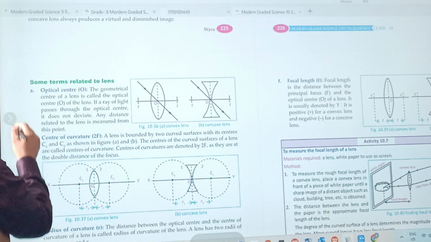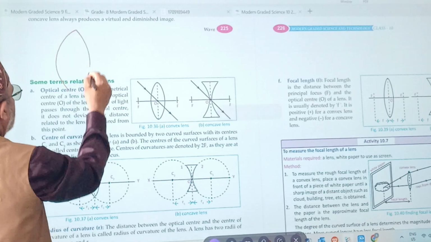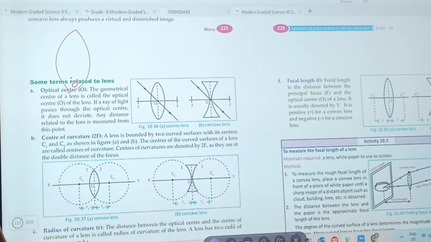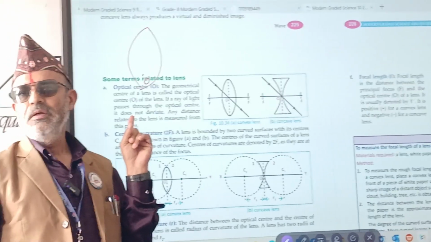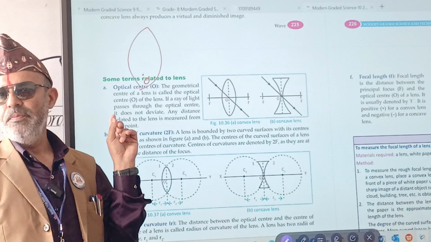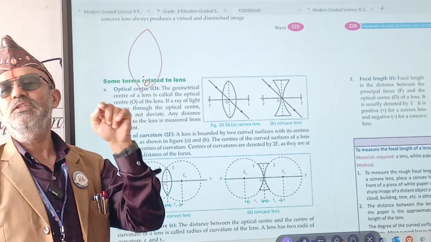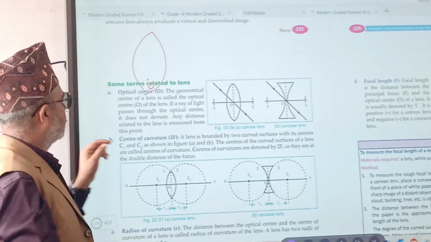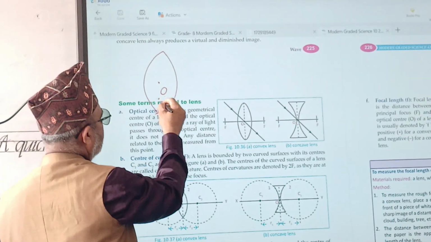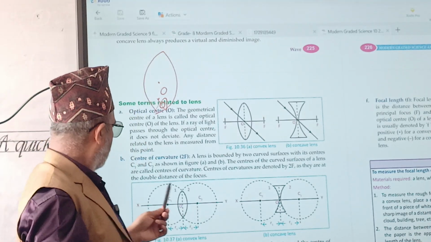So if I draw like this, O. So is it the optical center? I wrote O there, but in reality that is not the optical center. It must be at the center of the part, isn't it? I think it may lie here. What is this? O, but this is wrong. Remember, geometrical center. Okay.